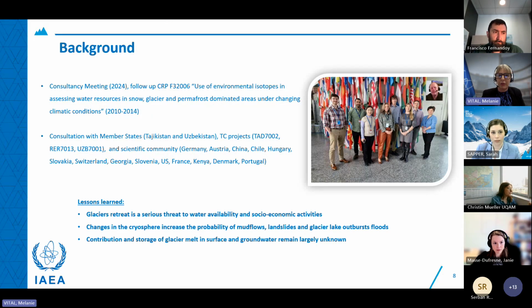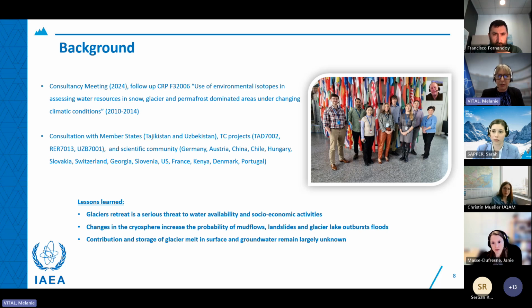The background of this project is firstly based on a previous CRP that was focused on the use of environmental isotopes in assessing water resources of snow, glacier, and permafrost. We also have been in consultation with member states, for example, Tajikistan, that hosted the COP29 this year. And we realized that there is a lot more to learn about glaciers and glacierized catchments.